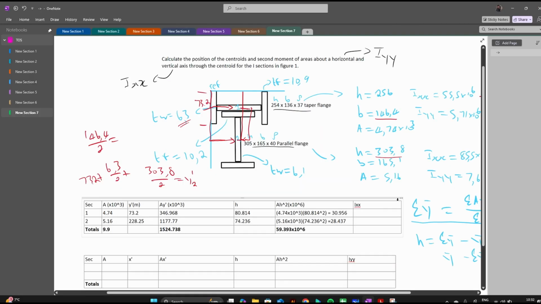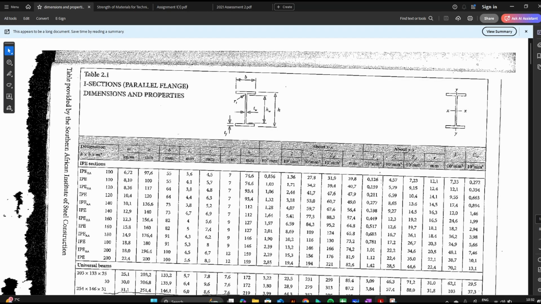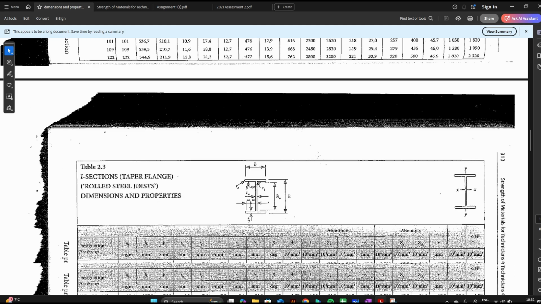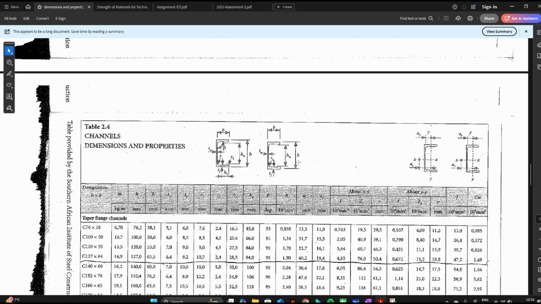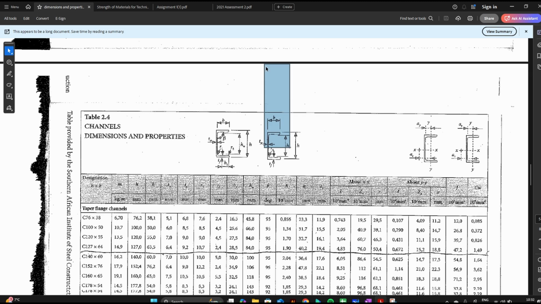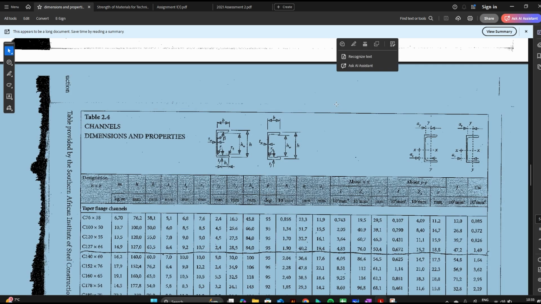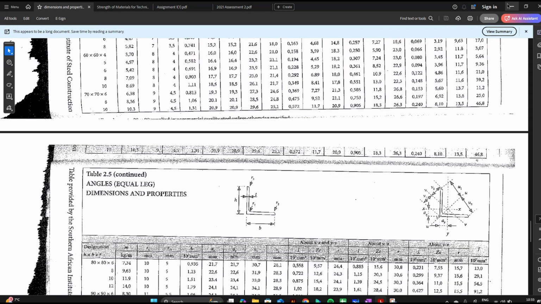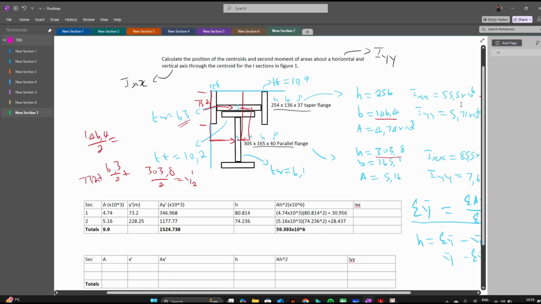Your standard orientations, you'll find them on your standard section table, which is this one. That's the standard orientation of the shapes. Also for the channels, this is the standard orientation, as well as the legs. Now let's get back to our question.